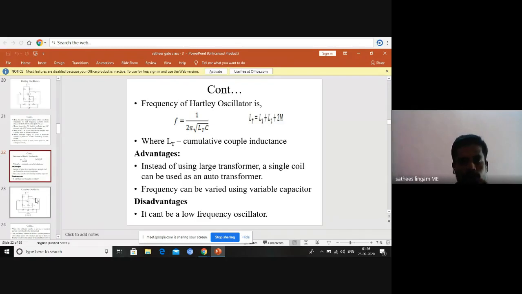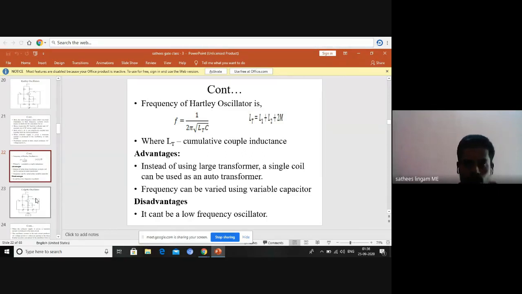The frequency follows the same procedure, but the thing is how much we receive in our Hartley oscillator. The frequency of oscillation is f = 1/(2π√(LT C)). Here LT is the cumulative coupled inductance, because the inductances are coupled. LT = L1 + L2 + 2M, where M means mutual inductance.